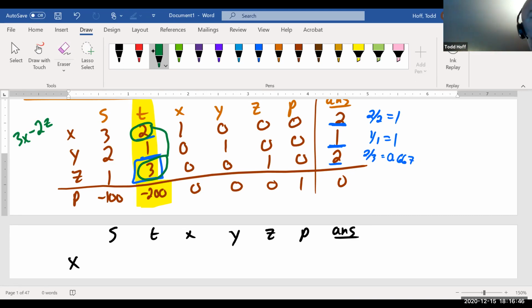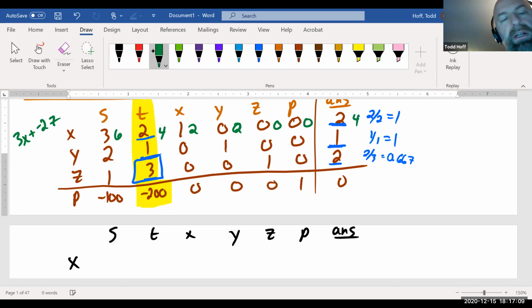Let's do 3 times X plus negative 2 times Z. So let's go ahead. I'm going to multiply row X by 2. So 3 times 2 is 6, 2 times 2 is 4, 1 times 2 is 2, 0 times 2 is 0, and 2 times 2 is 4. Oops, sorry. Let me back up.